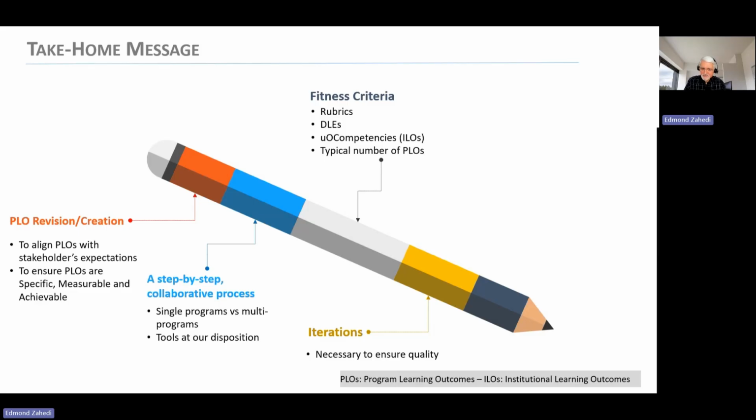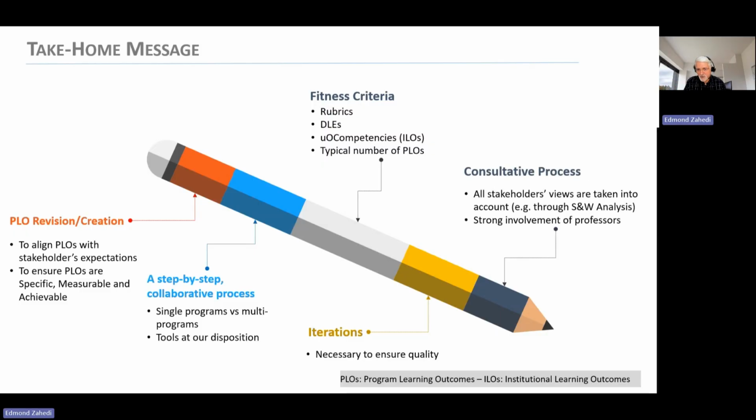Iterations. We need to do iterations to ensure quality. We are all busy. I understand that. But we need to put the necessary effort to have this specificity, measurability, and achievability for all the PLOs. And remember, if you have 15 programs, the bulk of the energy will be on the first flagship program that you need to point out or identify, and the rest will be much faster. But for the first one, not meaning to say that for the other programs we are not going to do iterations, we will have iterations, obviously. It's a consultative process.